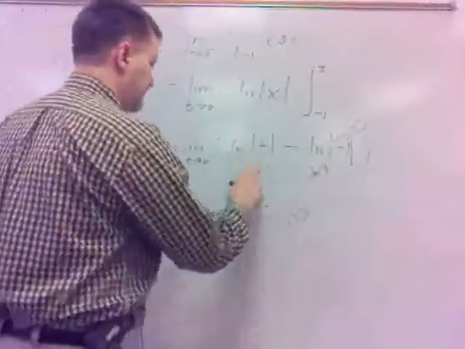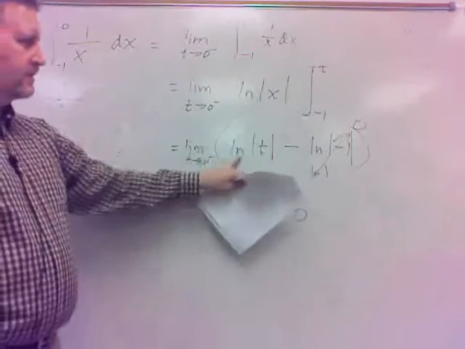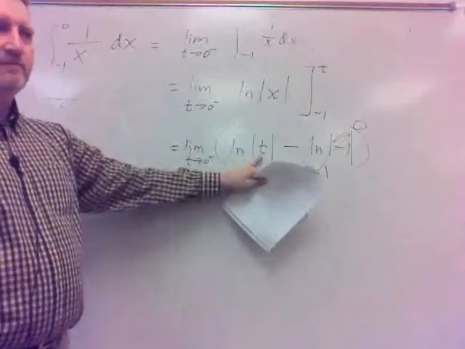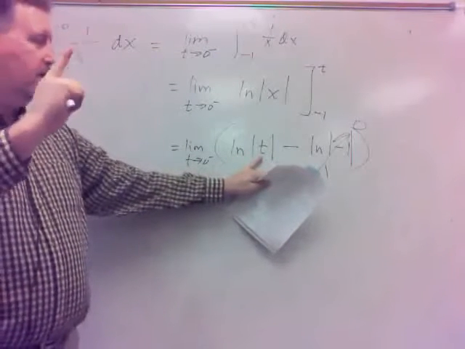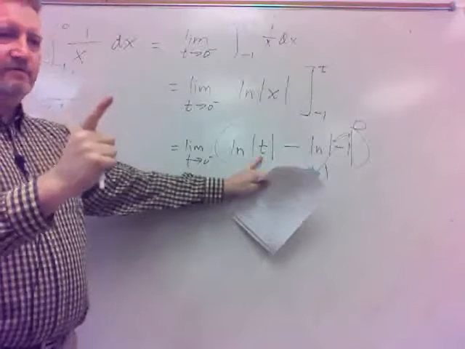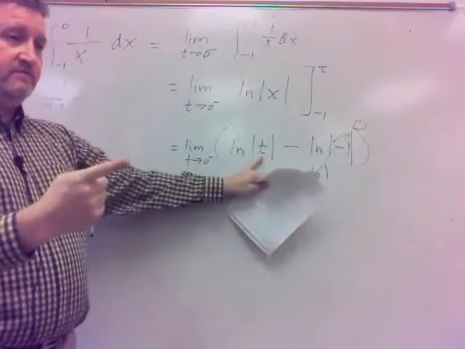What about, though, this? Well, t is going to 0. So I'm talking natural log of 0. Well, can you do natural log of 0? No. Can't do natural log of 0. So that's where you want to think about your graph. Now, it's the natural log of the absolute value of t.